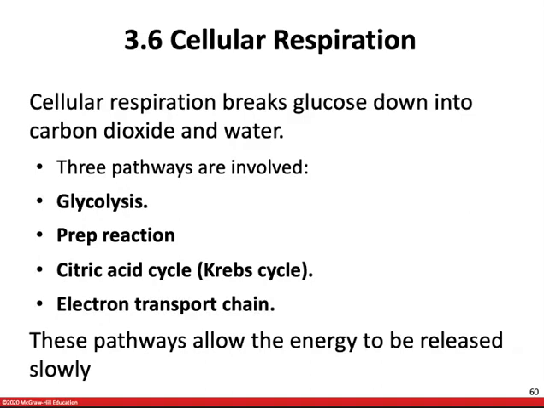Energy is going to be released a little at a time in a stepwise fashion, which is going to allow for the efficient production of ATP from those reactions. ATP is going to be very slowly and very gradually produced at each step. If it were to occur all at once, most of our energy would just be lost to the environment in the form of heat. So we're going to do this in a very specific controlled pathway that's going to include glycolysis, a prep reaction, a citric acid cycle, and the electron transport chain. Like I said, this pathway allows for the energy to be released very slowly. We're going to break down each one of these steps in our next video.